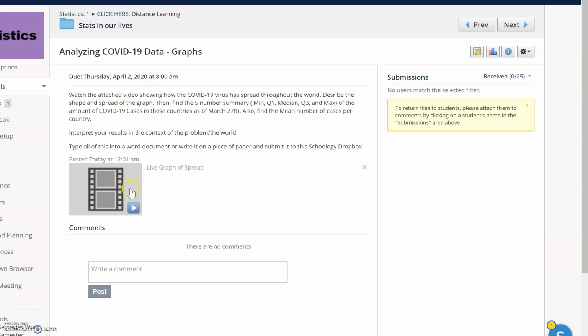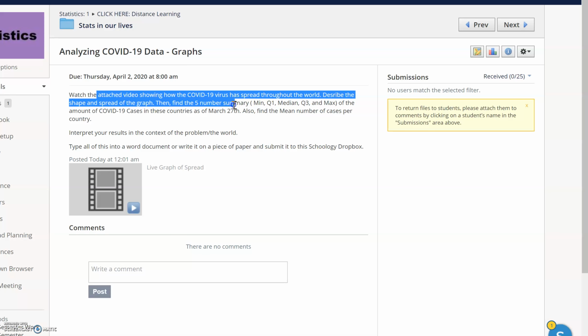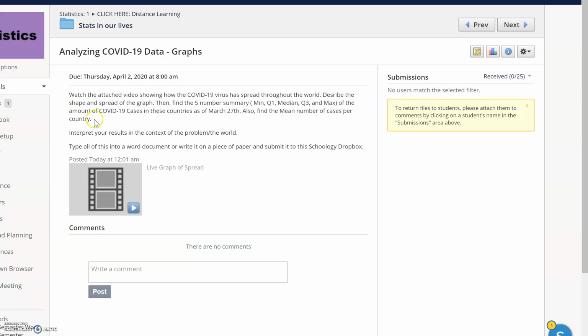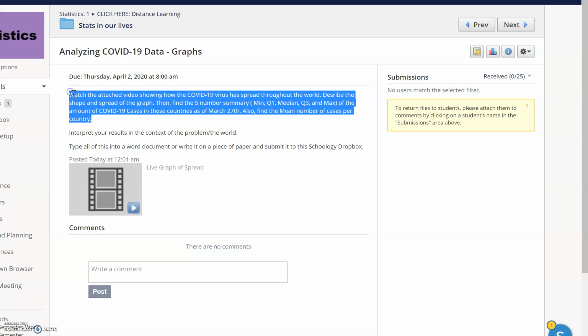So if you click on this video, it will show you an interactive graph that goes day by day and explains the number of cases per country. Once you watch that video, you're first going to describe the shape and spread of the graph, the final graph that you see at the end of the video. Then you're going to calculate the 5-number summary and the mean of the final values at the end of the graph. So the last day of values in this graph is March 27th, which was Friday. So that is the most up-to-date information I have at the time that I'm recording this video.